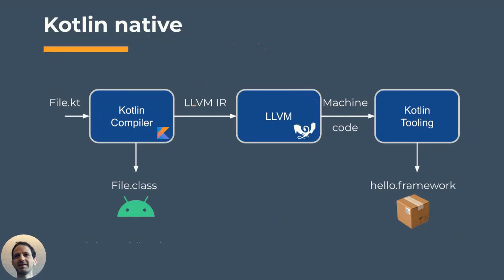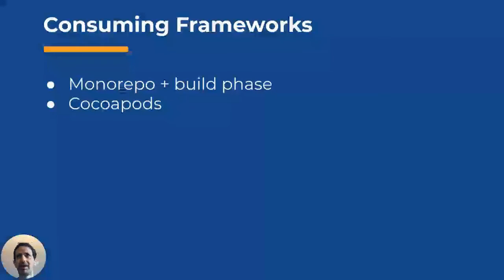And the nice thing is that Kotlin comes with native support for frameworks. And I encourage you to watch the talk later today about the state of Kotlin multi-platform, which is going to cover that, I think, in much more detail. But you can generate a framework with Kotlin Native. And once you have your framework, you can import that in Xcode. Well, there are basically two ways to import that in Xcode.